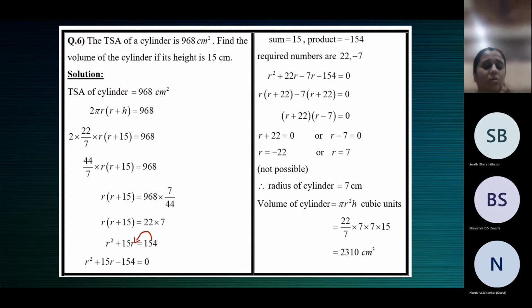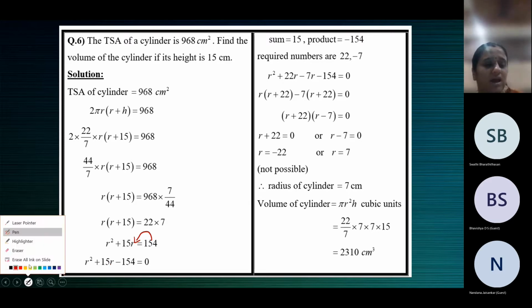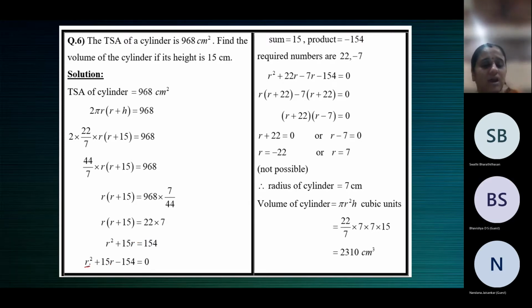Now this one is called a quadratic equation in r. See here we have r square, so it's a quadratic equation in the variable r. Now, how do we solve this?